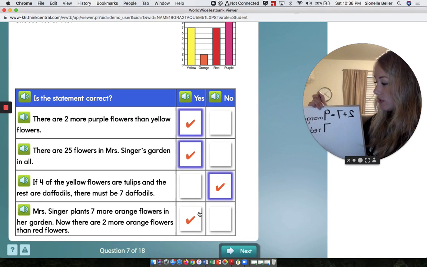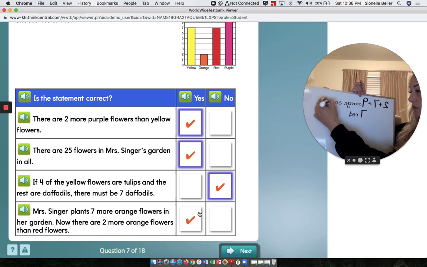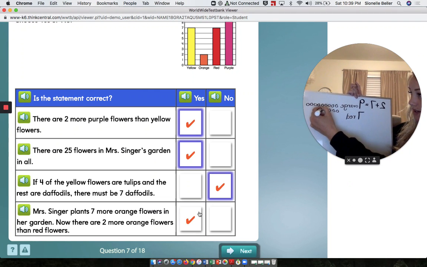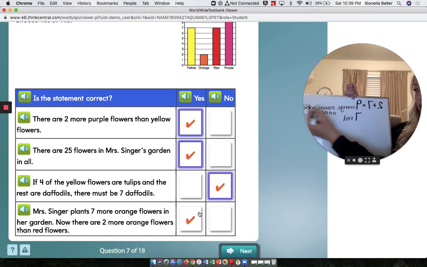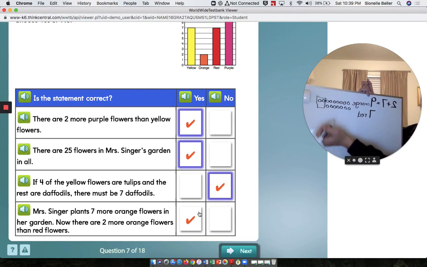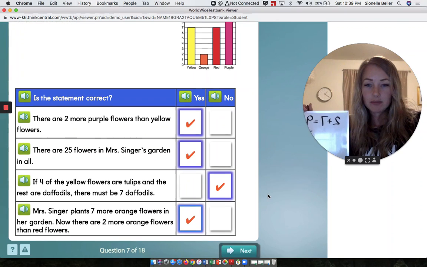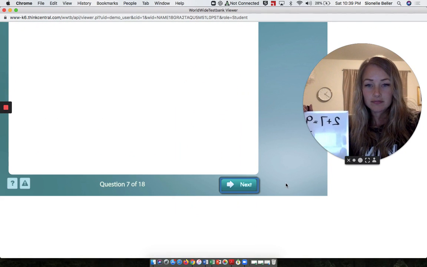We could also draw our 9 orange flowers. 1, 2, 3, 4, 5, 6, 7, 8, 9. Can you see that? Yes. And draw our 7 red flowers. 1, 2, 3, 4, 5, 6, 7. And see that there are how many more orange ones? 2 more. You see that? So this one is correct. That would be a yes. All right.